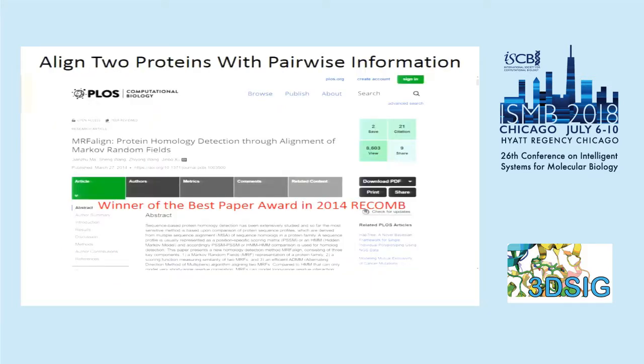Back in 2014, we developed an algorithm which can align two protein families when you consider the pairwise relationship. This paper was published in 2014. We model a protein family using Markov random fields. Then we align two Markov random fields to do the homology detection. So this is the major idea of this paper. We just apply this algorithm to align a sequence to a template. Then we can get the alignment.